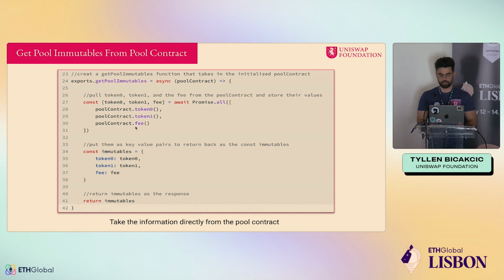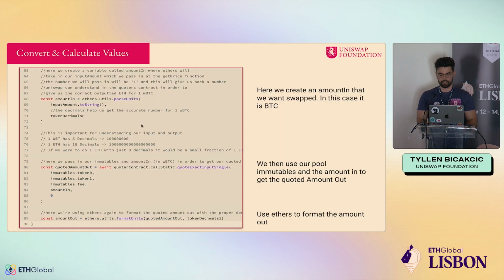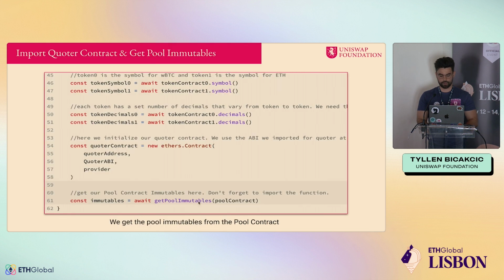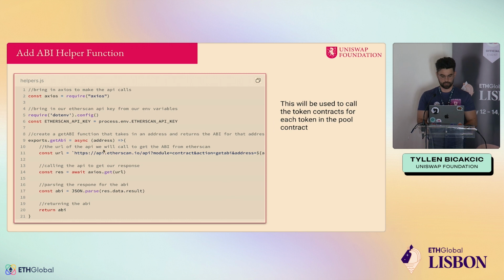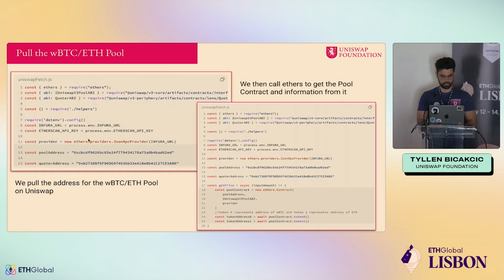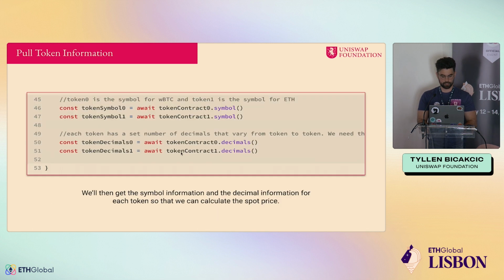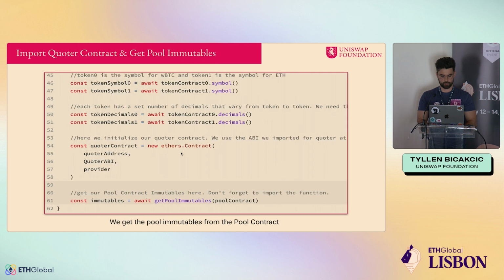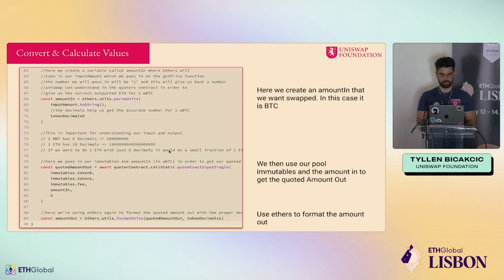We're going to be getting our token information and our fees for wrap BTC and ETH. And then we're going to pass in our pool contract, which we initiated right here. So we use the pool address for wrap BTC ETH, the ABI, the providers. And now we're going to get all that information.